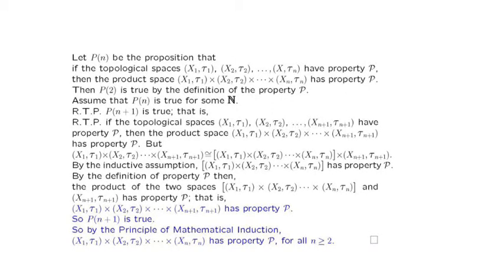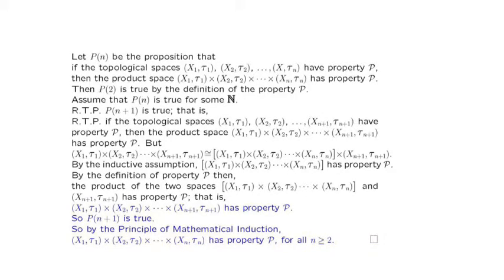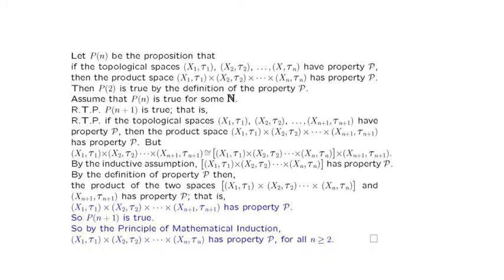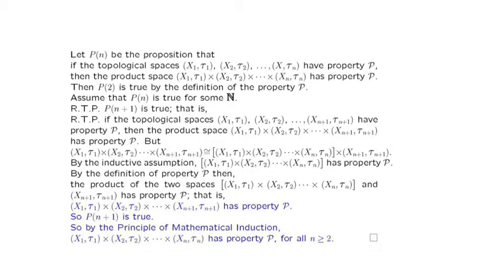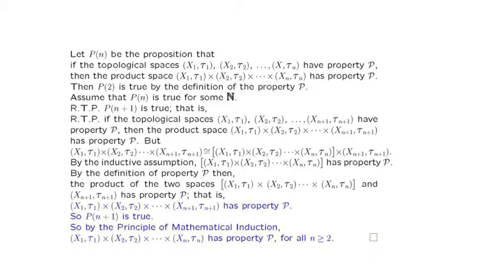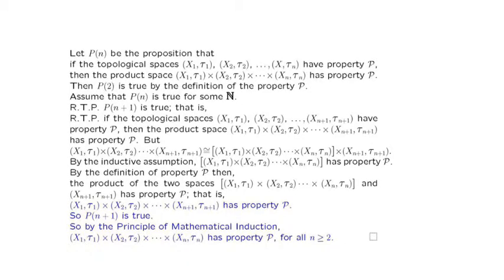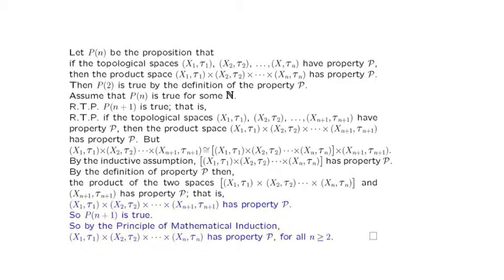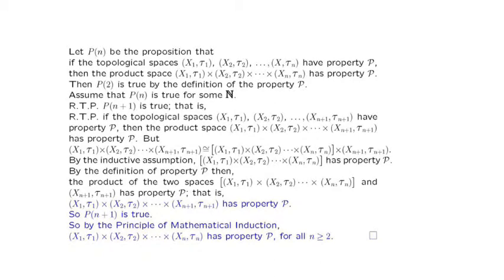We have shown then that P(2) is true, and that if we assume P(n) is true, we get that P(n+1) is true. So by the principle of mathematical induction, P(n) is true for all n greater than or equal to 2. That is, X1, τ1 cross X2, τ2 cross up to Xn, τn has property P for all n greater than or equal to 2.